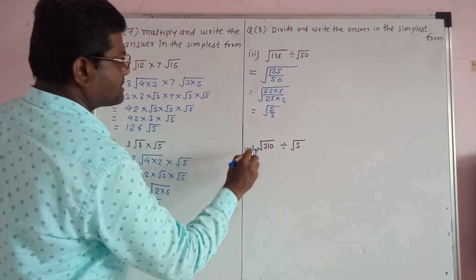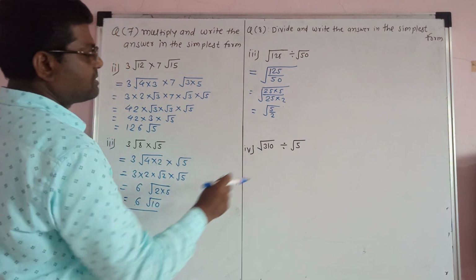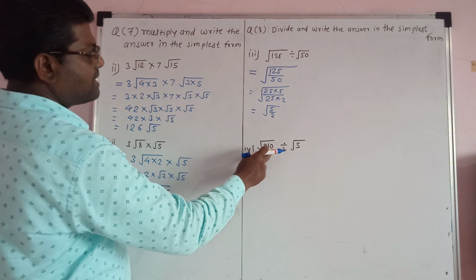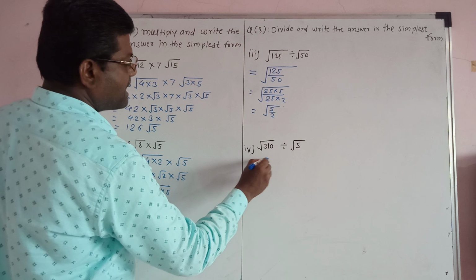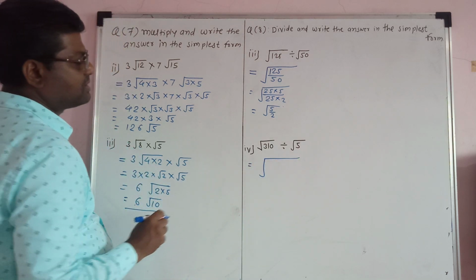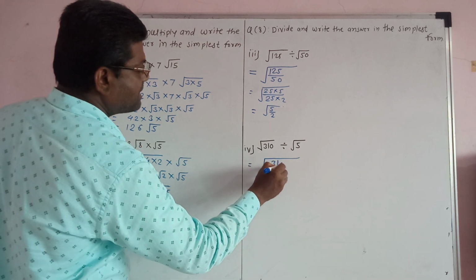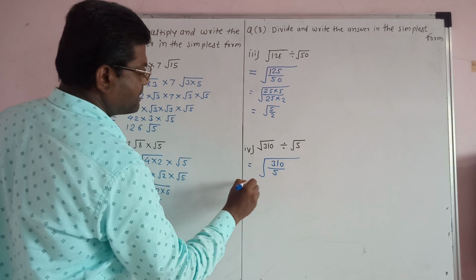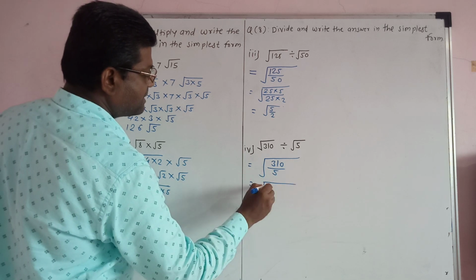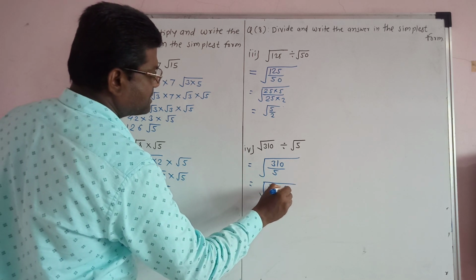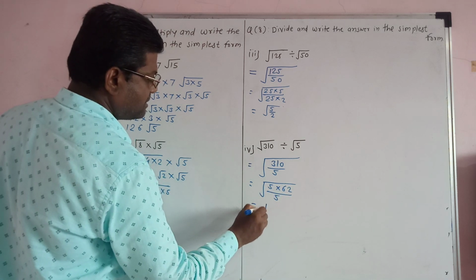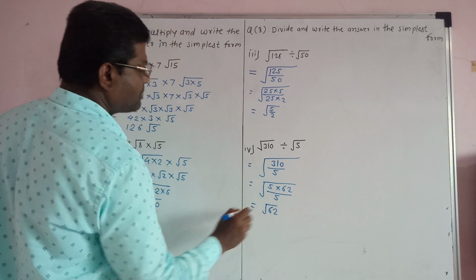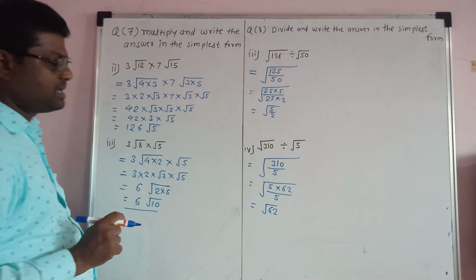Now the next example, square root of 310 divided by square root of 5 is equal to, write these two terms in one common square root, 310 upon 5. This 310 can be written as 5 into 62 upon 5. 5 will get cancelled. So what will remain is the square root of 62.